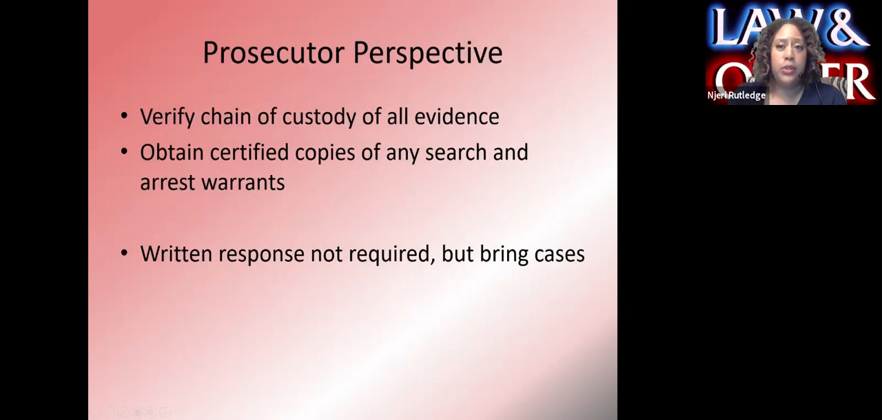Now, if you're the prosecutor, there are a few things that you need to make sure that you do. One, verify the chain of custody of all evidence that's about to be disputed. You want to make sure you obtain certified copies. I say that because sometimes it takes time to get certified copies unless you have had the sense enough to make good friends with your clerk. Your clerk and your bailiff can save you. Always be nice to them.